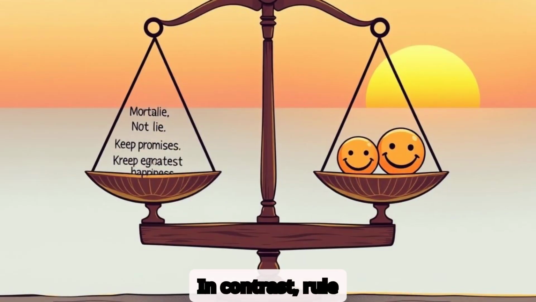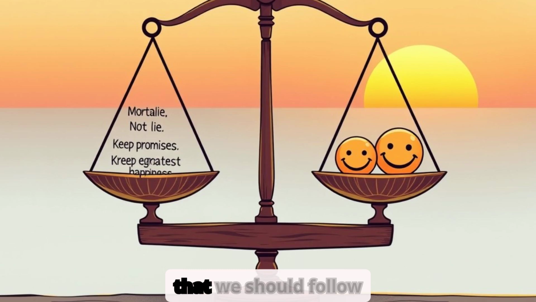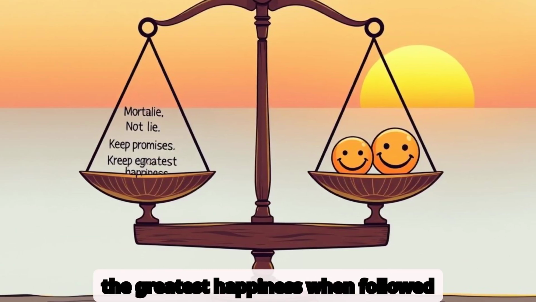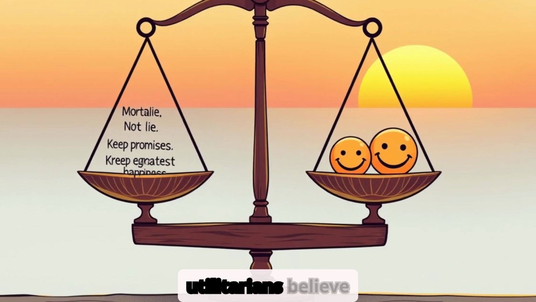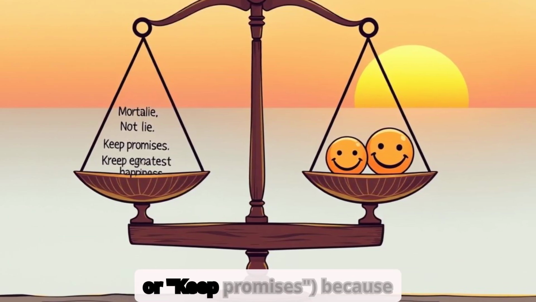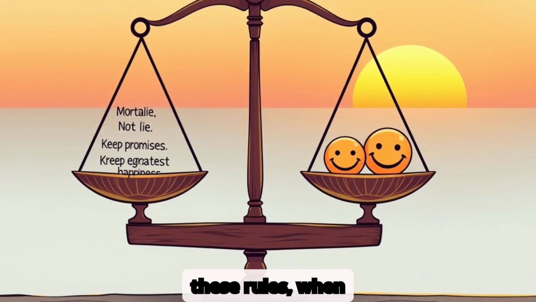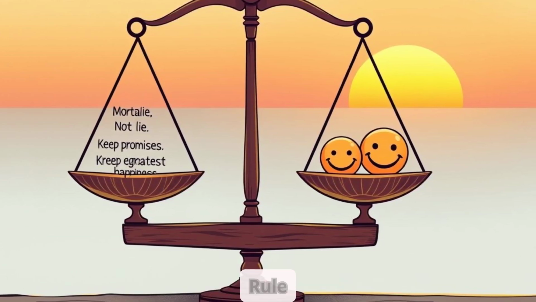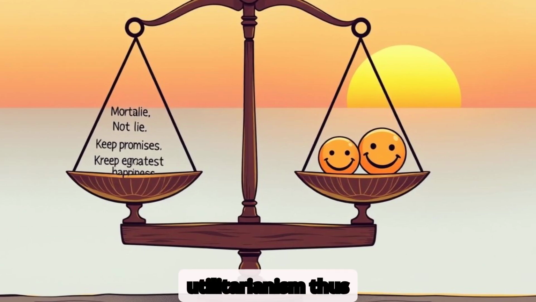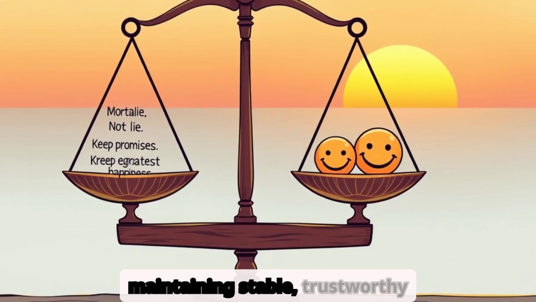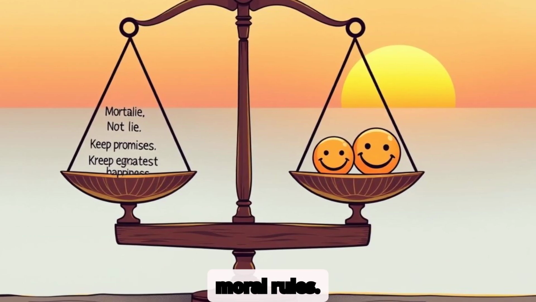In contrast, rule utilitarianism argues that we should follow rules that generally lead to the greatest happiness when followed over time. Rule utilitarians believe that we should adopt moral rules, such as do not lie or keep promises, because these rules, when consistently applied, tend to promote the most happiness. Rule utilitarianism thus emphasizes long-term consequences and the importance of maintaining stable, trustworthy moral rules.